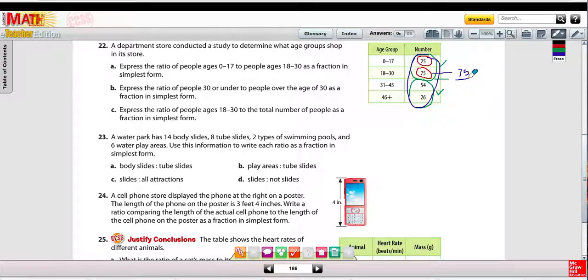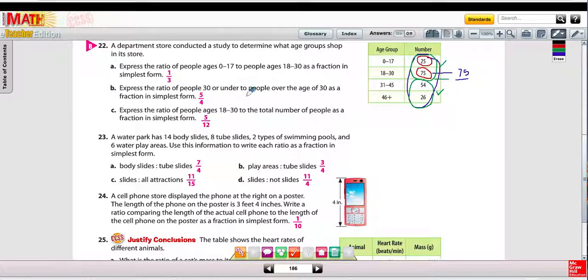Go ahead and hit pause on the video to work those problems out, and when you're ready, press play to check your answers. For 22A, you should have gotten 1/3. 25 over 75 reduces to 1/3.